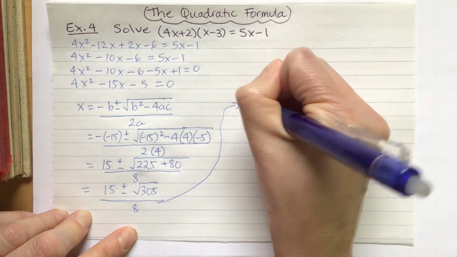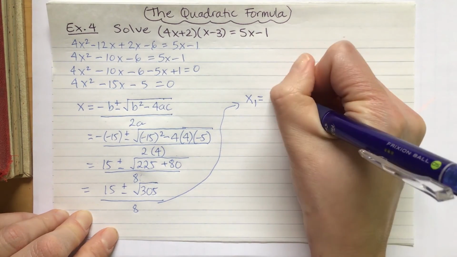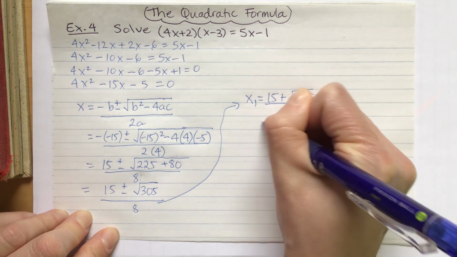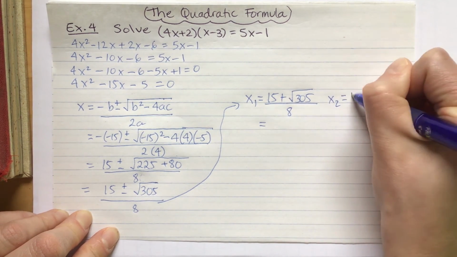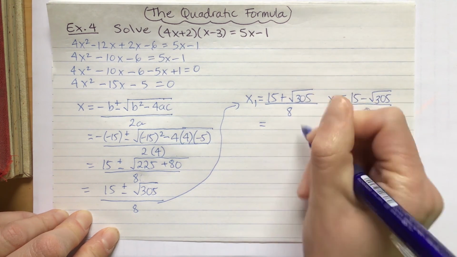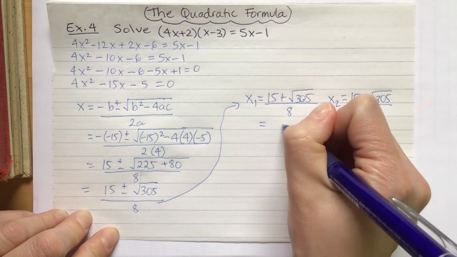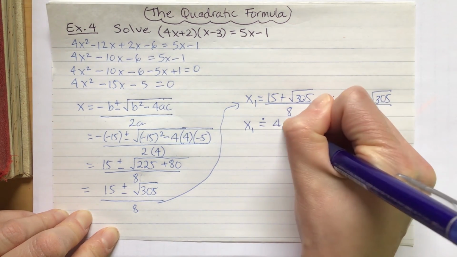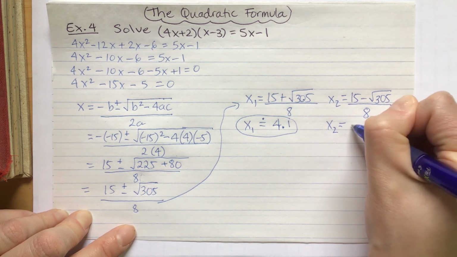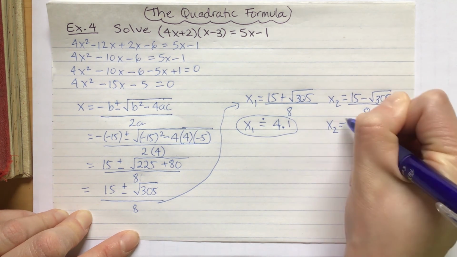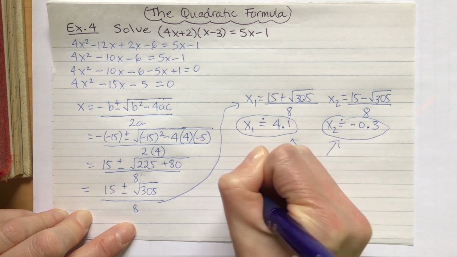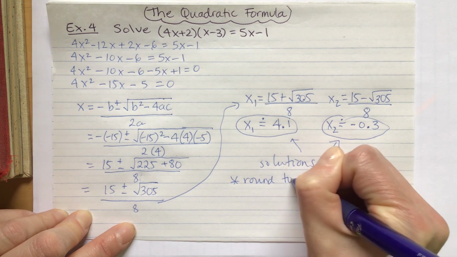So here we're going to have two possible answers. So we're going to look at x1, so the first one, where we do 15 plus the square root of 305, all divided by 8. And the second one, where we do 15 minus the square root of 305, all over 8. Now, here's the point where you're going to plug it into your calculator, and you're going to get a decimal. So you're going to round to 1 decimal place. So here we're going to get an answer of approximately 4.1, and here for our second one we're going to get an answer of approximately negative 0.3. Okay, so these here are our solutions. And we always want to round to 1 decimal place unless we're told otherwise.